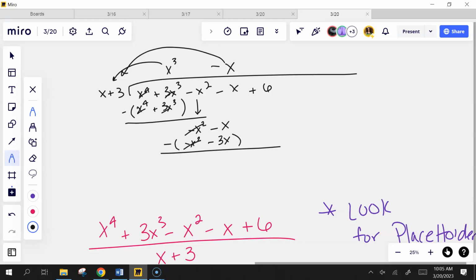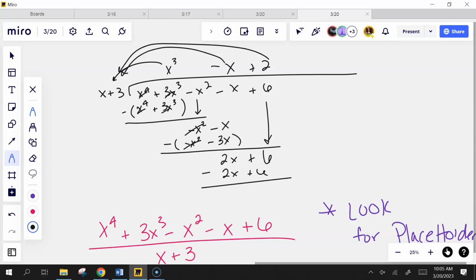Negative x minus negative 3x would be positive 2x. Bring down that next term. Now what do I need up top? 2. So I put the 2 up top, multiply around. DJ, you should write this on that paper. You haven't done yet. Have you already turned it in then? Oh, okay. So 2x plus 6, and then of course whenever I subtract, I get 0.